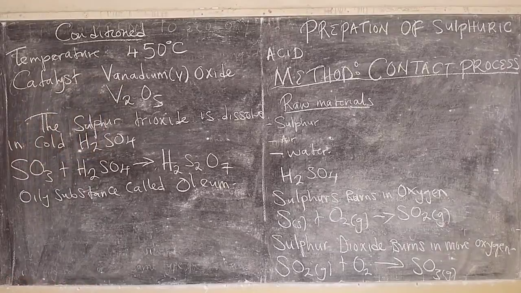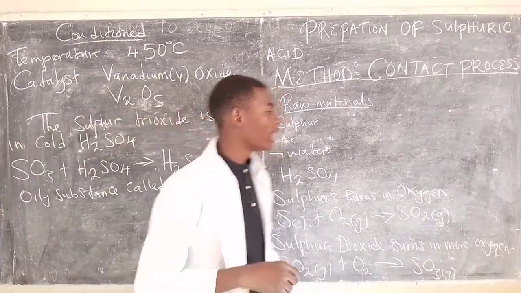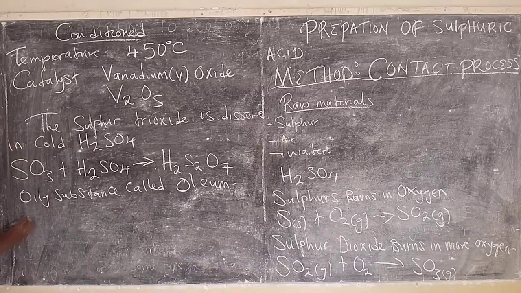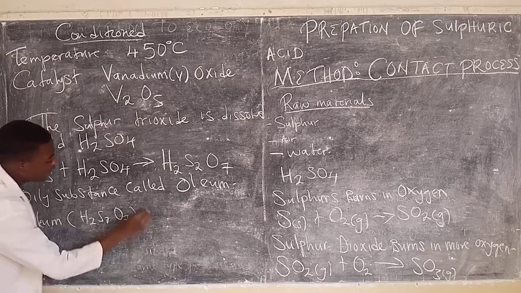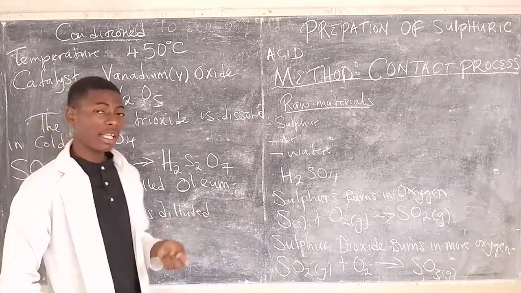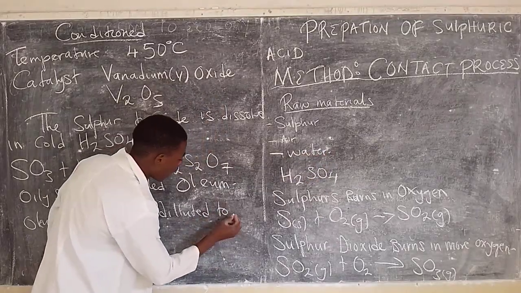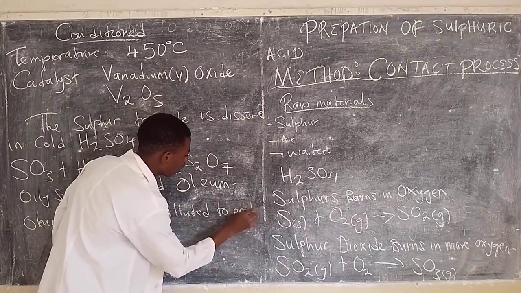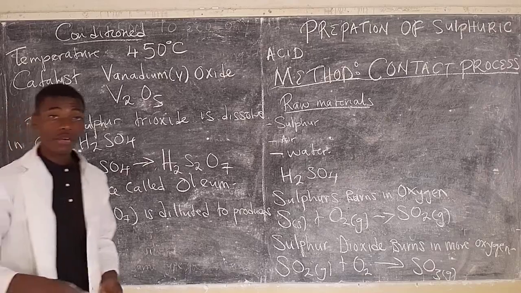Therefore, there is now need for the last part. As you can see, we haven't used the water. The last part of the process is that oleum, H2S2O7, is diluted. Whenever we are dealing with the term diluted, it means water is added. So when it is diluted, it produces this compound which we call sulphuric acid.